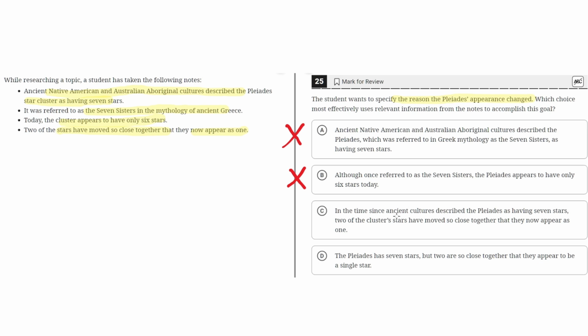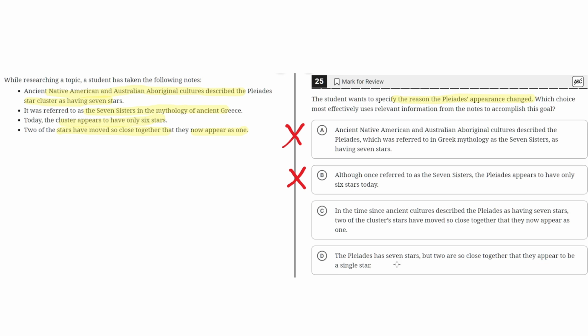C. In the time since ancient cultures described the Pleiades as having 7 stars, two of the cluster stars have moved so close together that they now appear as one. This seems to be the correct answer because it properly highlights how the Pleiades' appearance has changed, which is that it has 7 stars originally, but two of them have moved so close together that they now appear as one. So overall, C seems to be the correct answer.